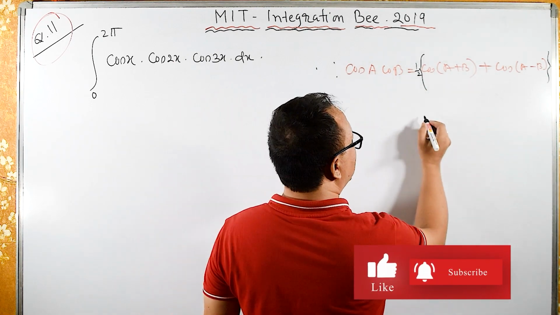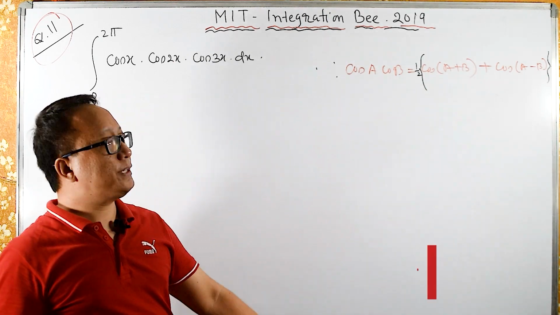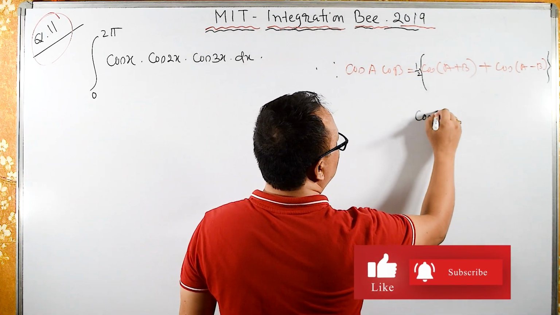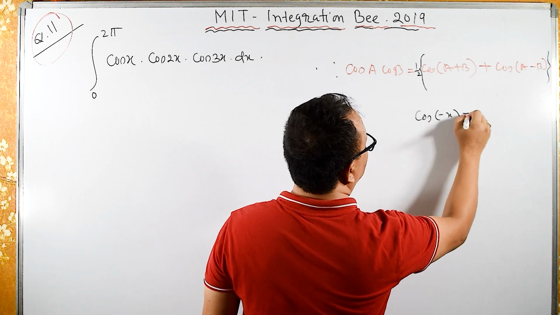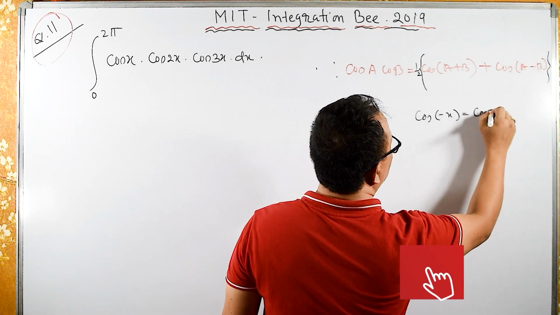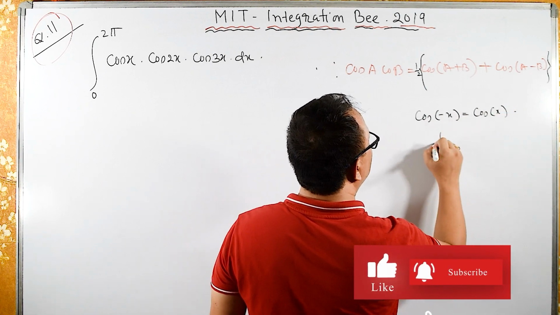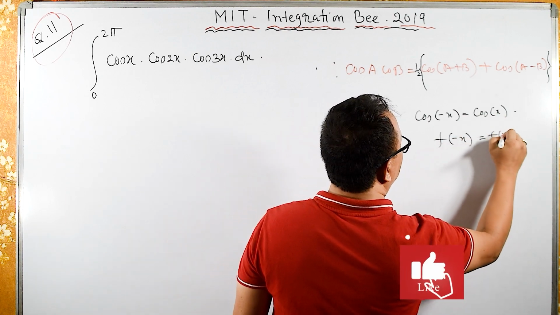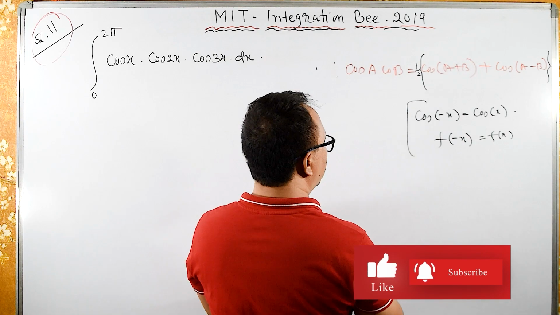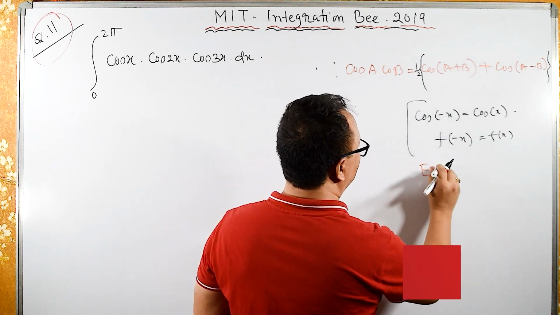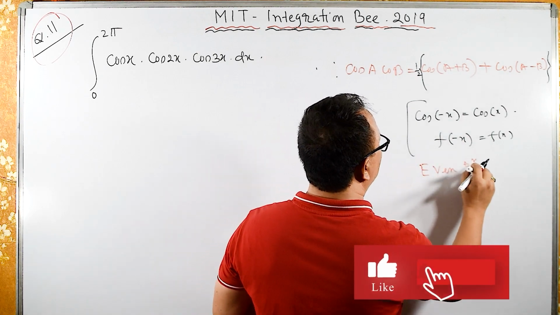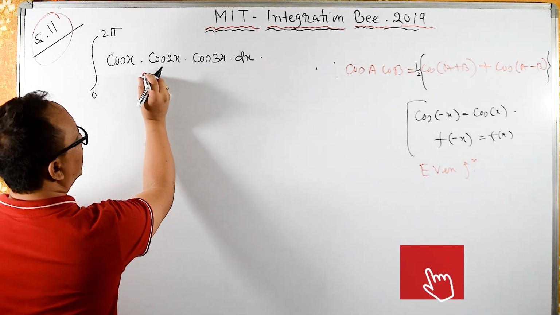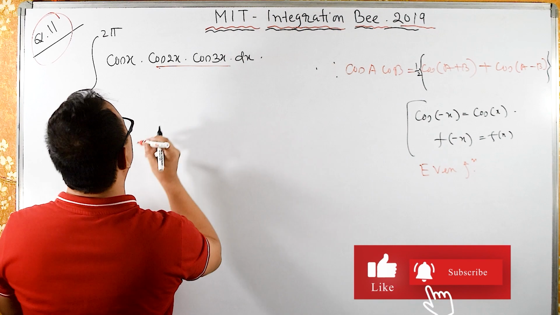And remember, cos theta is what? Cos is always an even function. Means cos of minus x is the same as cos of x. Or you can say if f of minus x is the same as f of x, then we call this an even function. Means cos theta is an even function. Now let's combine these two.